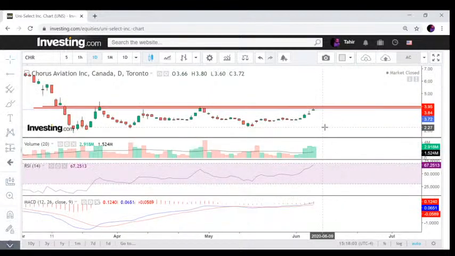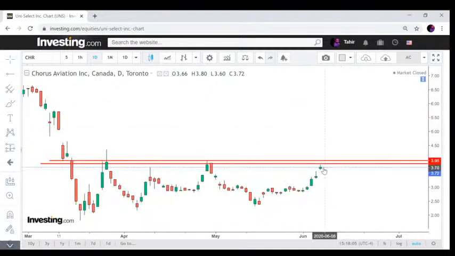So we can expect this stock to either trade above or maybe at the same level the next morning, but the response will be a little more positive than Air Canada because it was at least able to sustain its opening price. If Air Canada goes down, CHR will also go down because both move in the same direction.